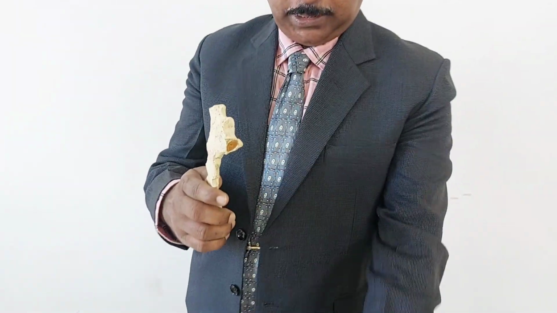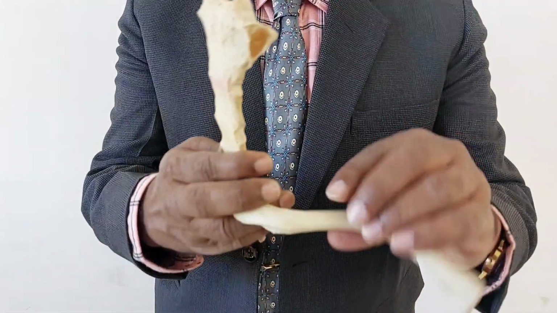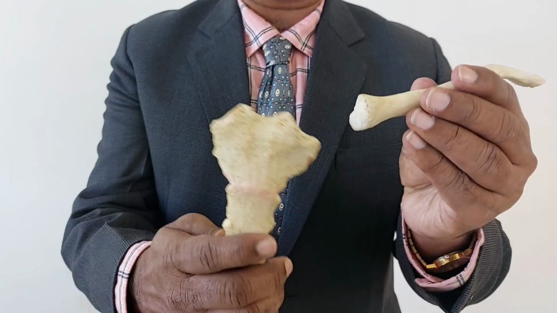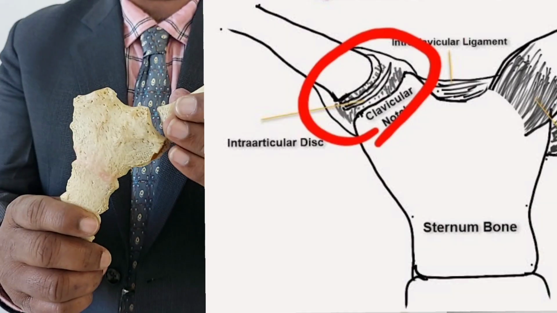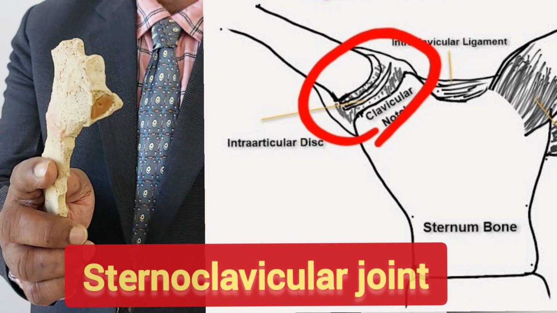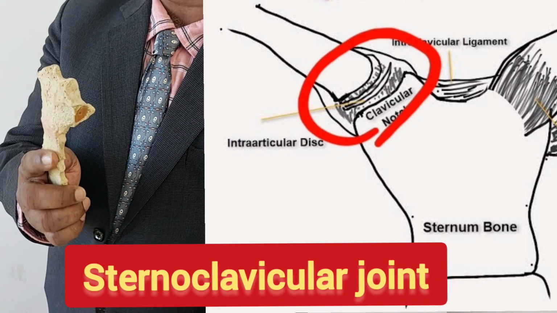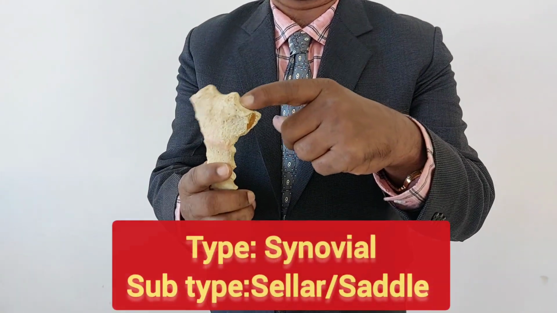Then come to the lateral side. This is another joint. Here you will get the clavicle. This is the sternal end of the clavicle. So this is the joint. What type of joint is it? The sternoclavicular joint. Type is synovial and subtype is sellar or saddle variety.